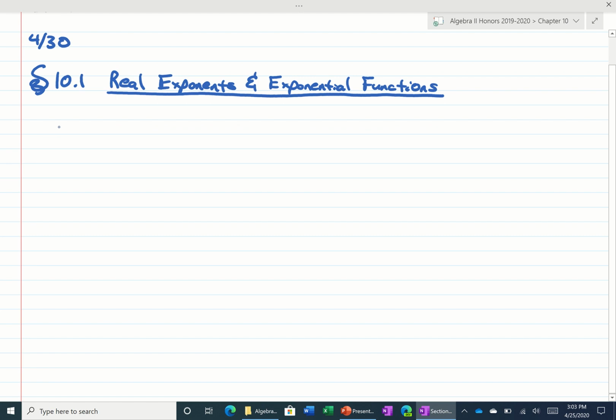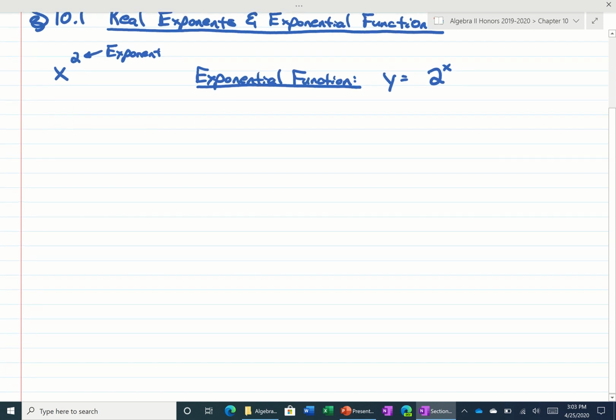Alright, now what an exponential function is, when you have like x to the second, this is called the exponent. But an exponential function has the variable as the exponent. So that would be like y is equal to like 2 to the x. That would be an example of an exponential function.